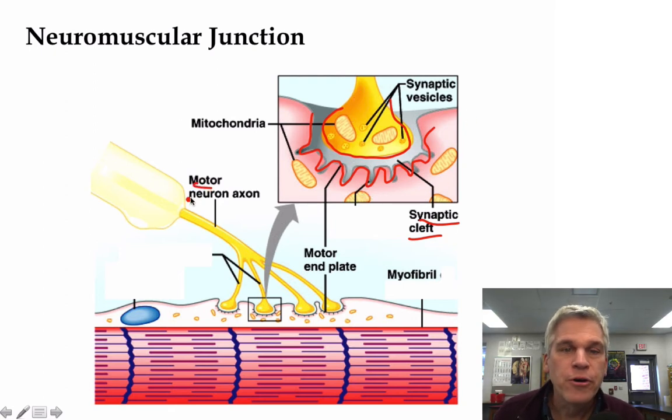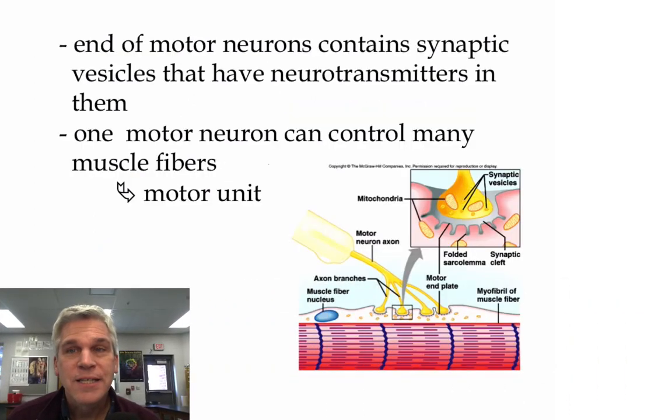The motor neuron, kind of cross that out, the motor neuron is the actual name for the nerve cell. The motor end plate is simply the part of the sarcolemma where we have that folding, and then of course we see our myofibril. So the ends of the motor neurons contain synaptic vesicles that have neurotransmitters in them. These are specialized chemicals that can cross that synaptic cleft to get to the muscle fiber. We'll talk more about that later.